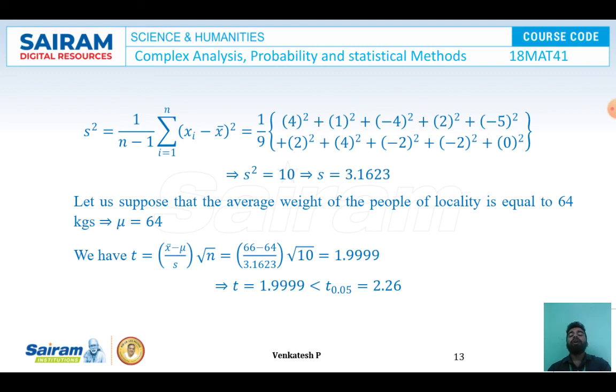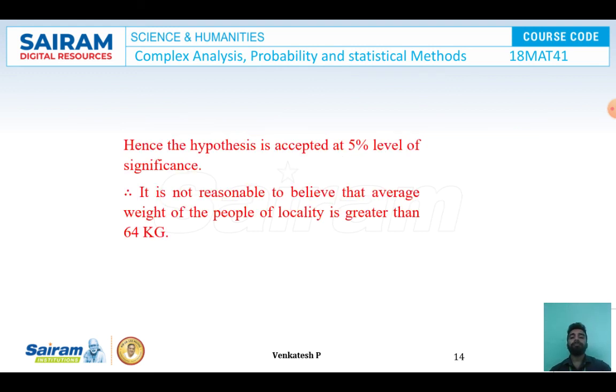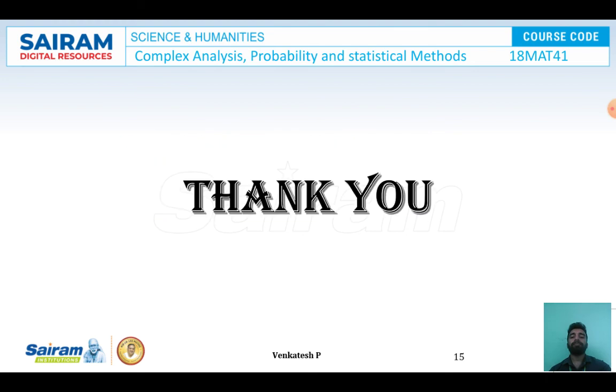Then the population mean is given by 64 here. So replace all this data in the formula. So we got t is equal to x bar minus mu by s into square root of n, so 66 minus 64 by 3.1623 into square root of 10. So we got 1.9999 as a solution. Therefore this t is equal to 1.9999, which is less than 2.26. Hence we can say that the hypothesis is accepted at 5% level of significance. Thank you.